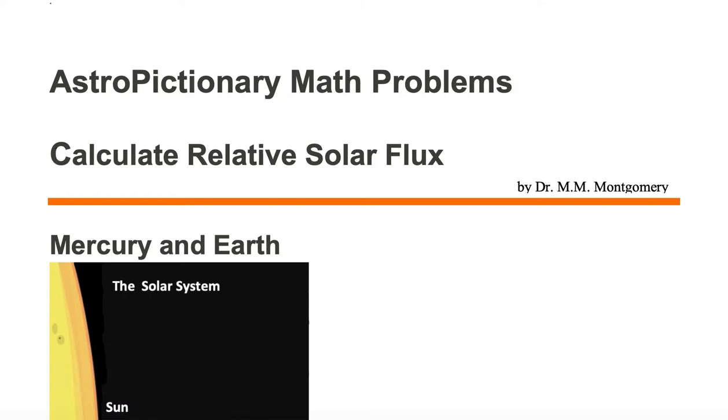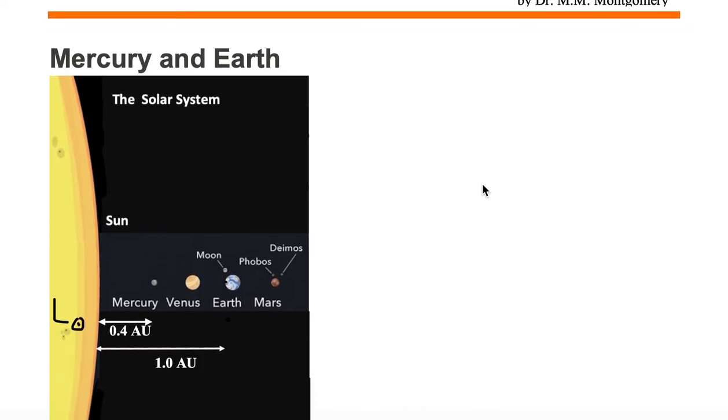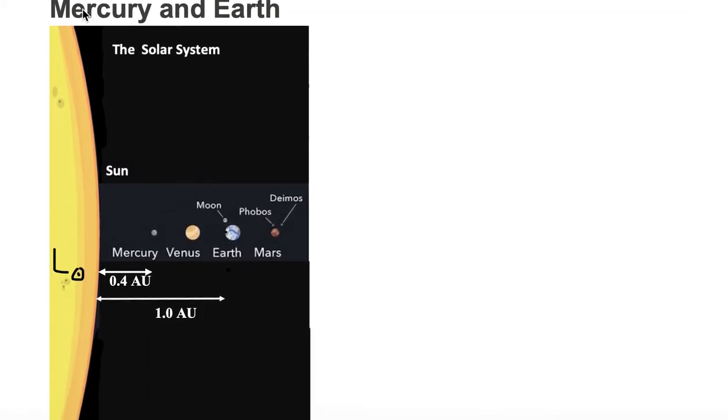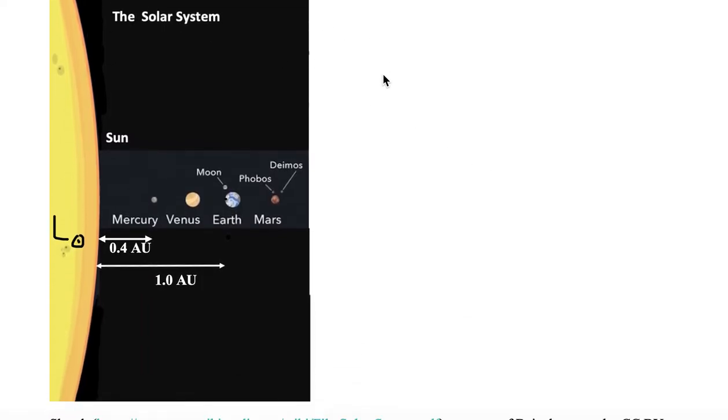Astrophysics math problem: we want to calculate relative solar flux. We're going to look at two different objects in the solar system. In this particular case, we're going to look at Mercury and Earth.